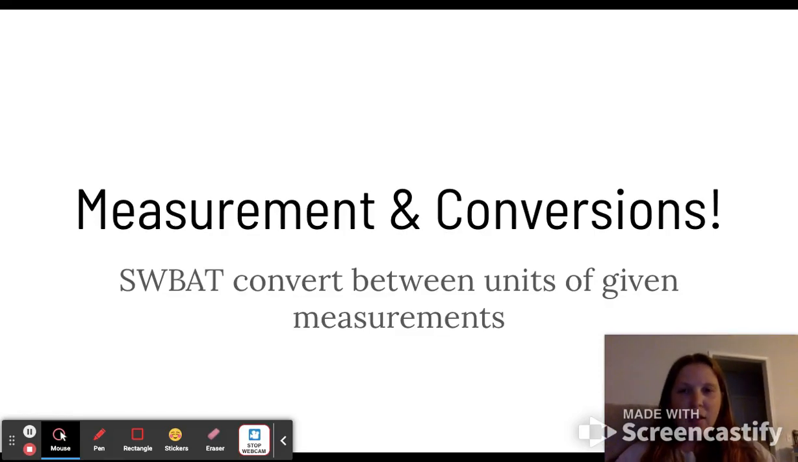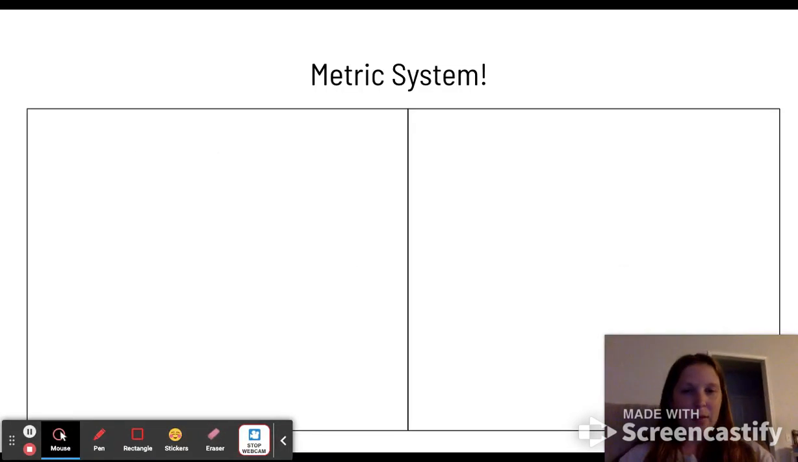Everybody, this is our lesson on measurements and conversions. By the end of this, you should be able to convert between units of given measurements. This may be a little bit of a longer video, and that's more so because I have to write some things in this PowerPoint, so just bear with me as I transition between clicking and using a pen, things like that.